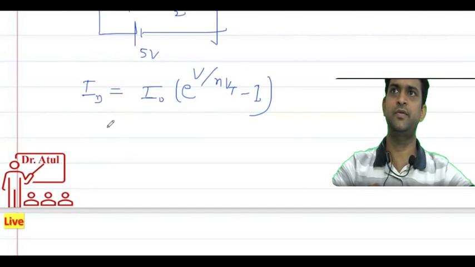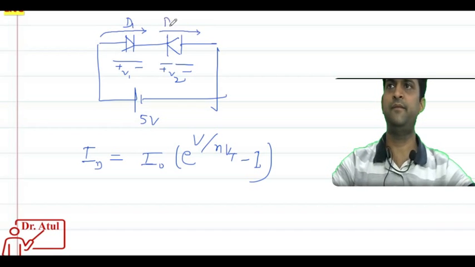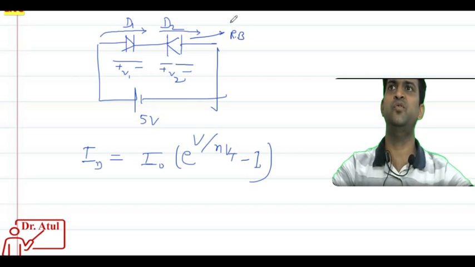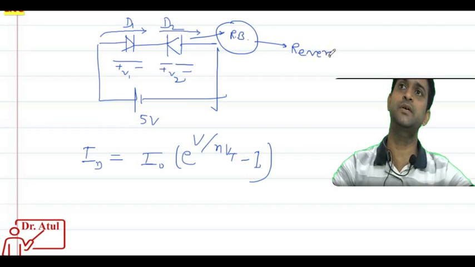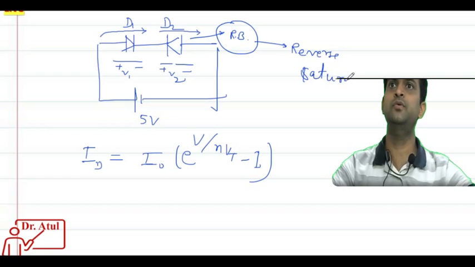This is the diode current equation, where ID is the current flowing through the diode, I naught is the reverse saturation current, V is the applied voltage, eta is the ideality factor, Vt is the thermal voltage, and 1. The current is flowing from left to right through diodes D1 and D2. The same current will flow through both devices as they are connected in series. As D2 is reverse biased, the current flowing through D2 will be restricted to the reverse saturation current I naught.